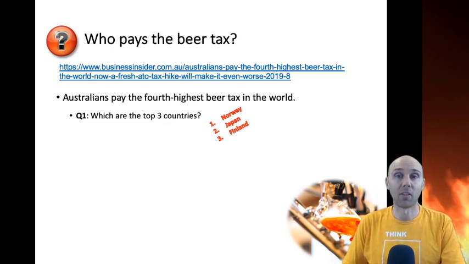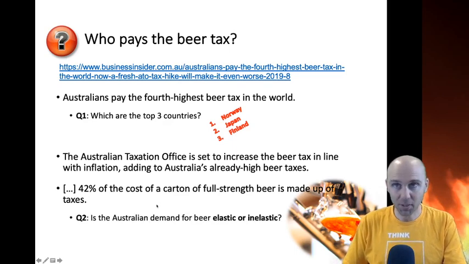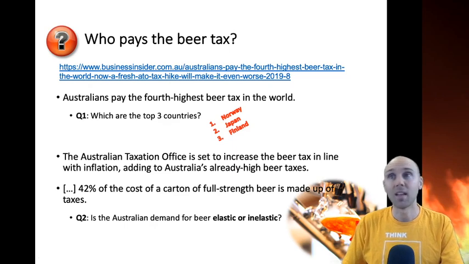And Japan is the other one that sits there above Australia. So the increase now is such that up to 42% of the cost of a carton of full-strength beer can be made up by taxes in Australia. So if I was to ask you, is the Australian demand for beer elastic or inelastic? Well, it doesn't take a genius to work this out, particularly given what's happened to the run in the stores of Dan Murphy's since COVID's taken place. The demand for beer is very inelastic.